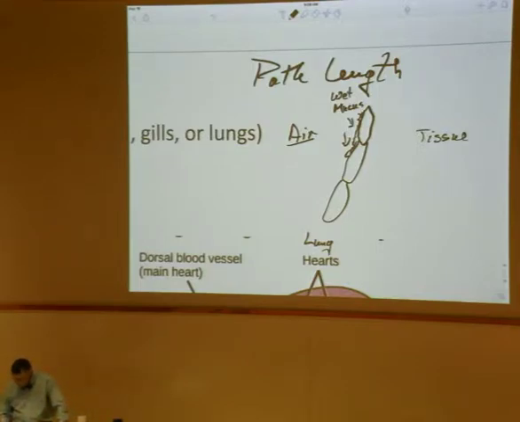And then it has to get across the cells. This is lung epithelium. So it's got a basement membrane. And then it has to get into a capillary.